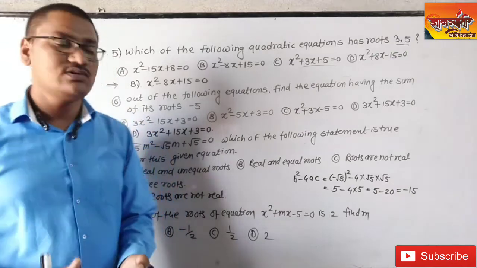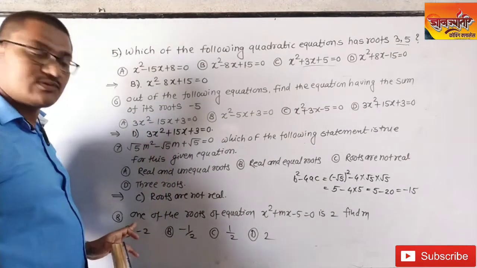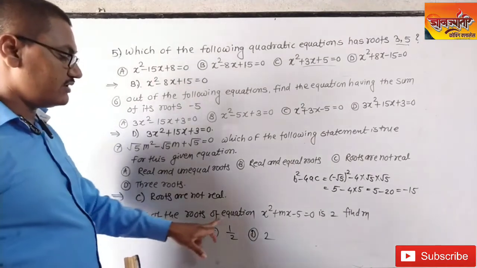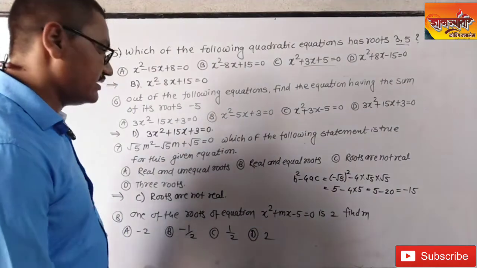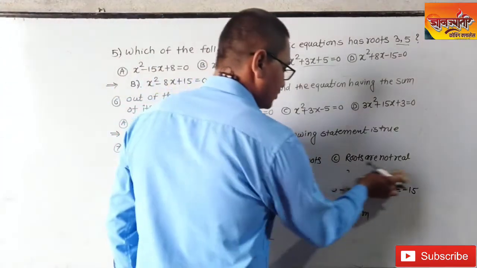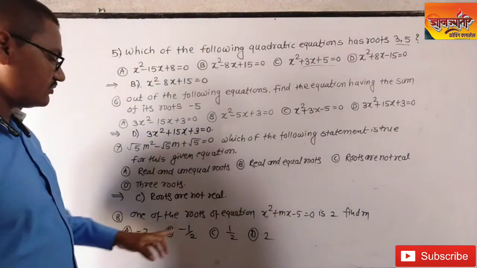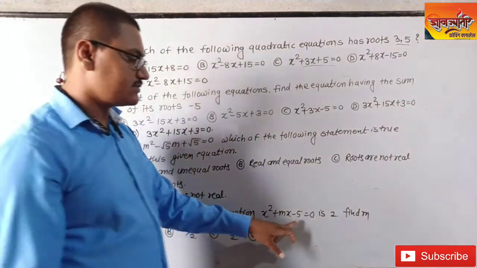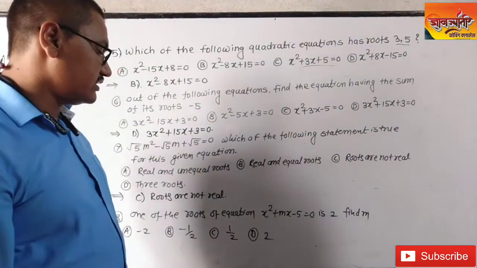Now let's take another problem, problem number 8. One of the roots of the equation x² + mx − 5 = 0 is 2. Find m. How do we solve the given problem and choose the correct option? How do we determine the value of m?